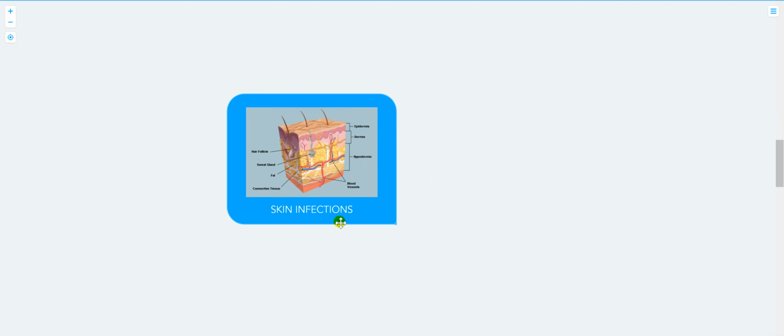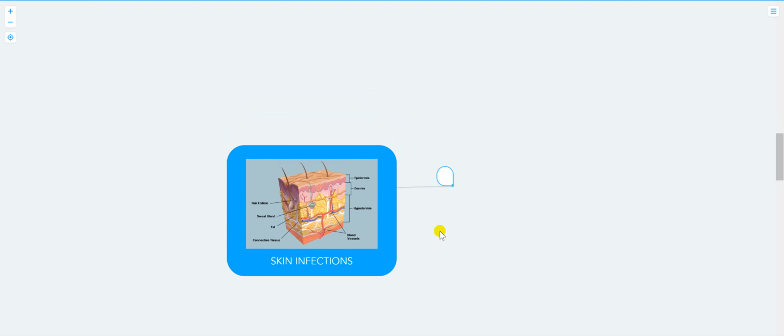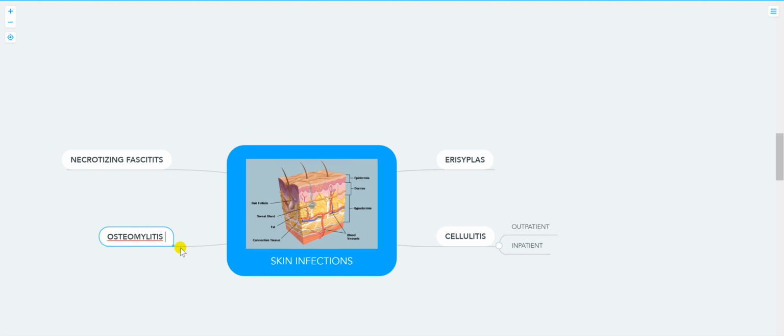Today we will be talking about skin infections. So skin infections, we'll be discussing erysipelas, and we'll talk about cellulitis. Cellulitis could be outpatient or it could be inpatient. We're going to talk about that. And we're going to talk about severe cellulitis, or what we call necrotizing fasciitis, and we'll talk about osteomyelitis. Okay.